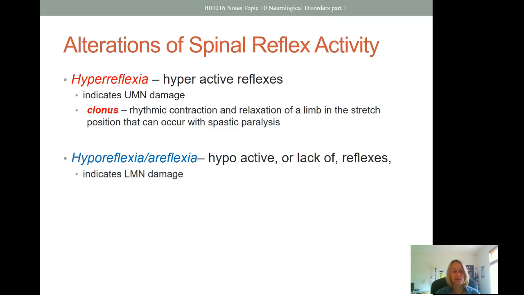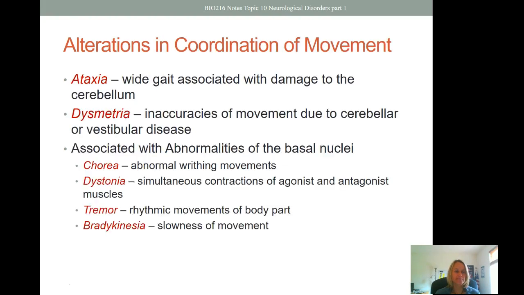Hyporeflexia or areflexia, this is hypoactive or a lack of reflexes, and this would be associated with lower motor neuron damage. Okay, a few more. Ataxia is the wide gait associated with damage to the cerebellum. Dysmetria, so we have inaccuracies of movement due to cerebellar or vestibular damage.